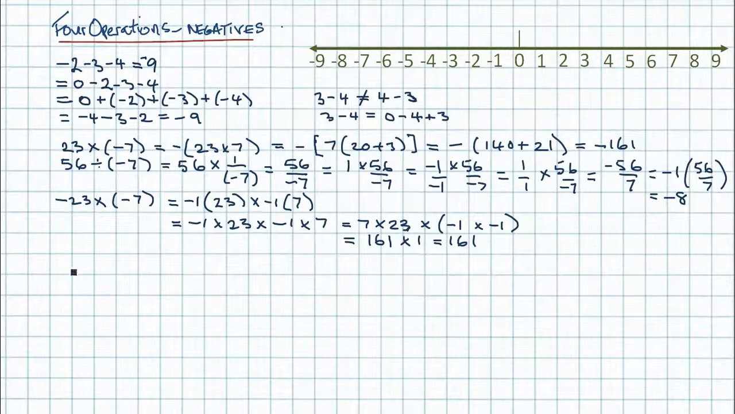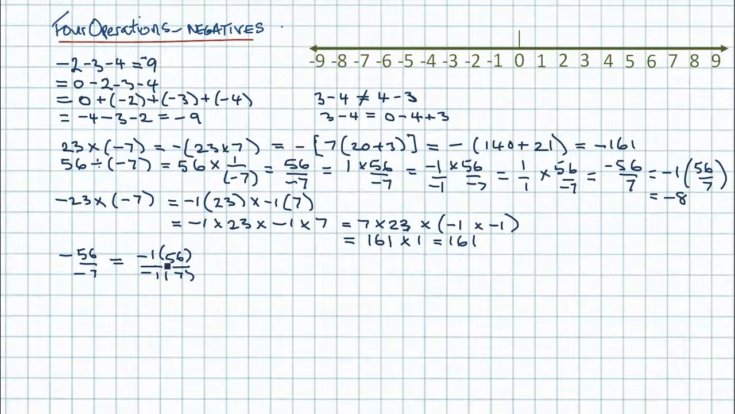Okay, let's do the same now with division. Let's take our numbers negative 56 and divide by negative 7. And again, we can say, well, that simply equals negative 1 divided by negative 1 times 56 divided by 7. So we've got negative 1 times 56 divided by negative 1 times 7.